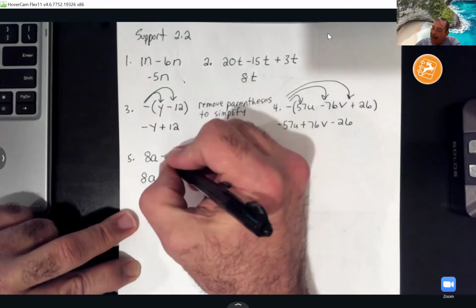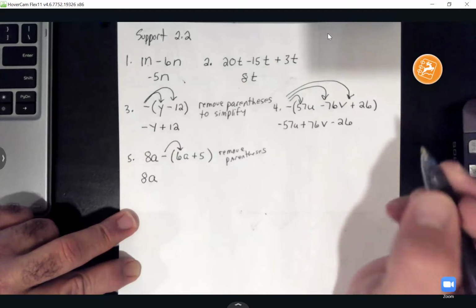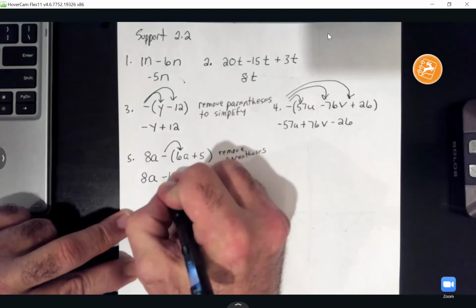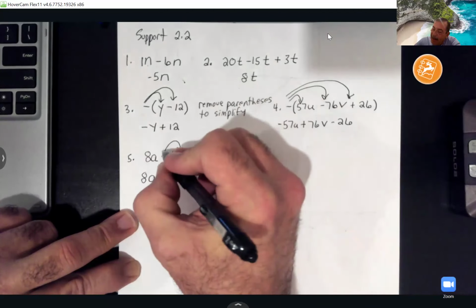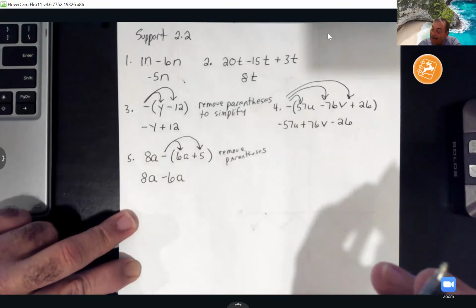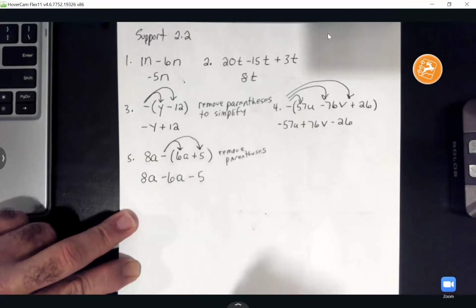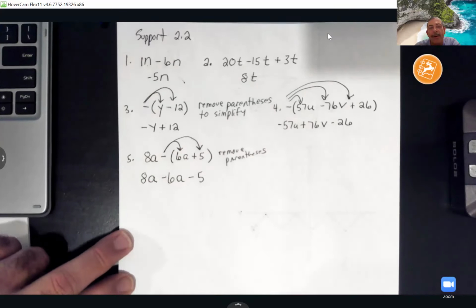So remember, you've got a negative in front of the parentheses. So start distributing the negative. Negative 6a. And then distribute that to the 5, and we get a negative 5. There you go. All right, so y'all can go a little bit further.